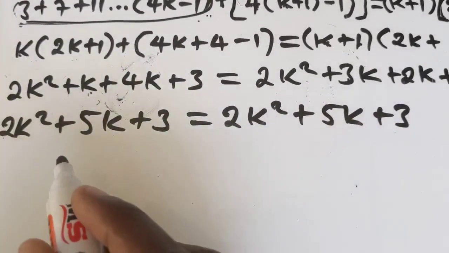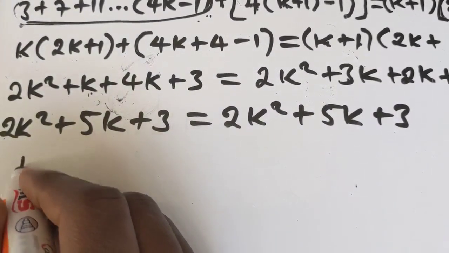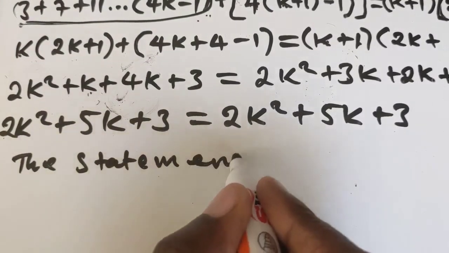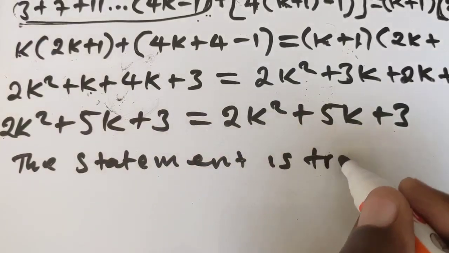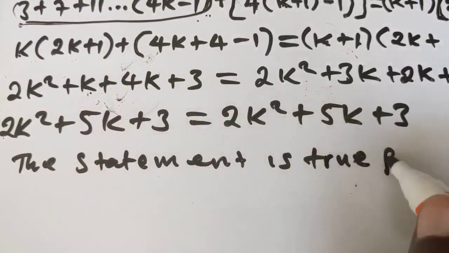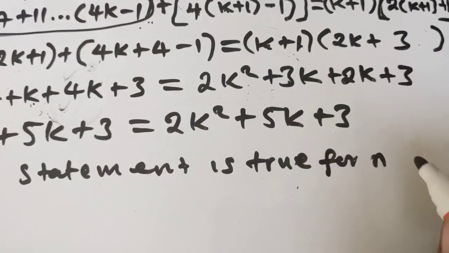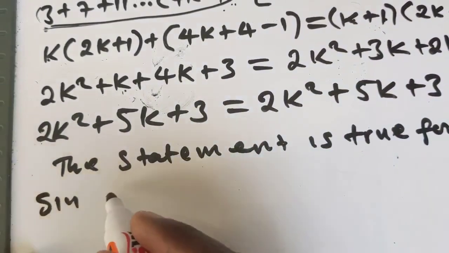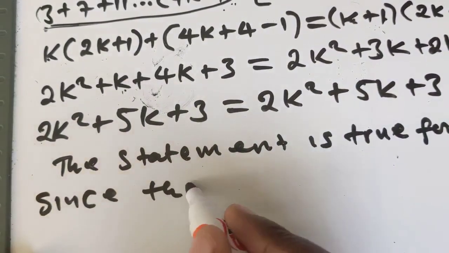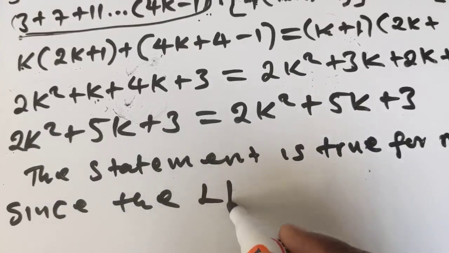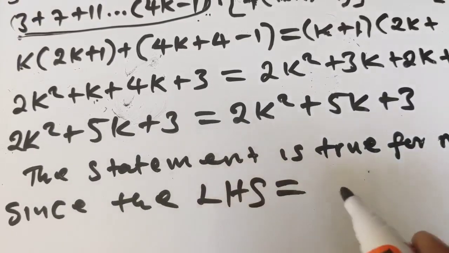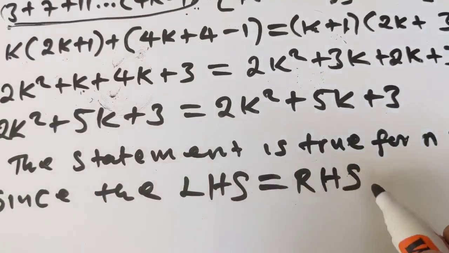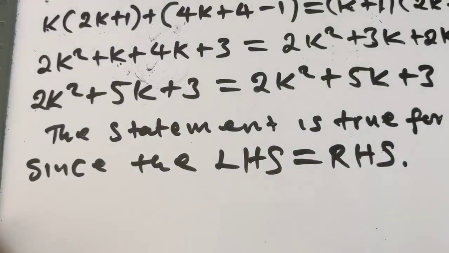So you just conclude to say the statement is true for n equal to k plus 1 since the left hand side is equal to the right hand side, like that. That is how you conclude.